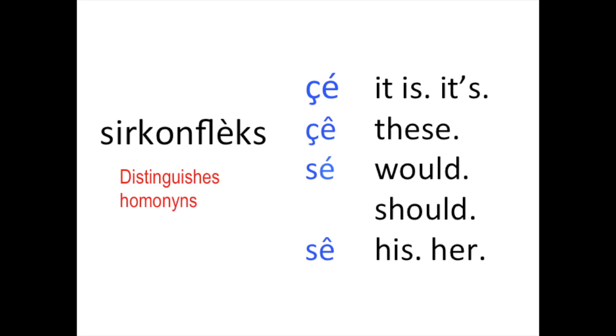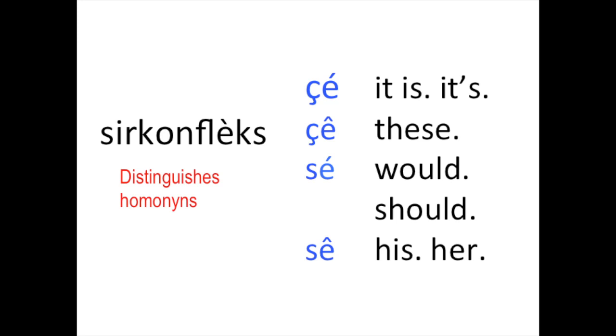Next, we have the circumflex. The circumflex, as it's known in English, in Louisiana Creole functions to distinguish homonyms. We have many, many words in Louisiana Creole that all sound the same, but they have different meanings. I just use four examples, but we see it in personal pronouns versus possessive pronouns. They're widespread. Here are four examples. They all sound like say.